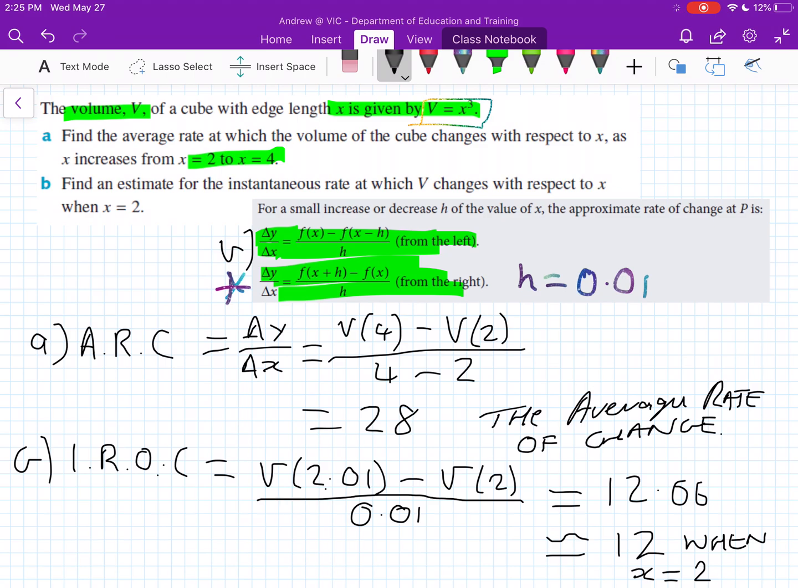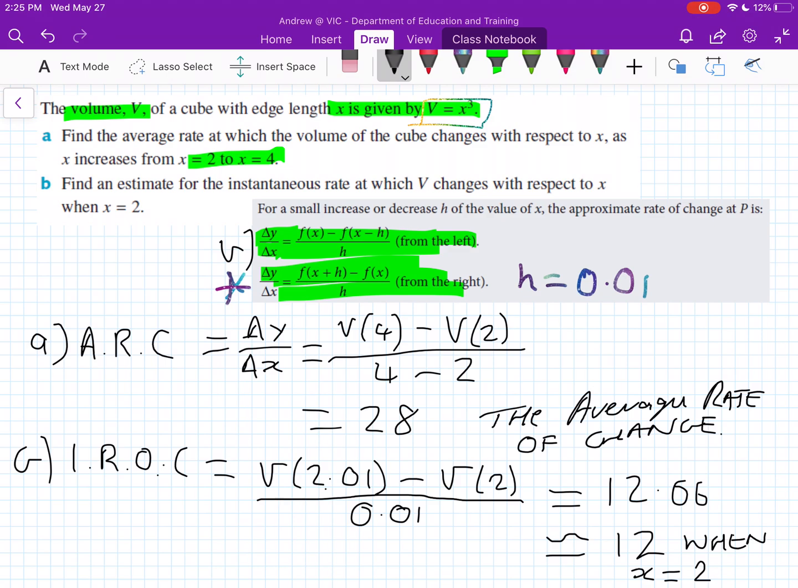And we don't really have units here like centimeters or anything like that, so you can't really put units here for our rate of change. We're not really given any units at all, so we don't really need to put units in the answer there.